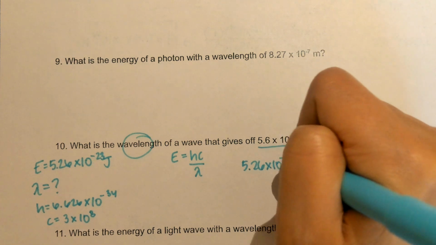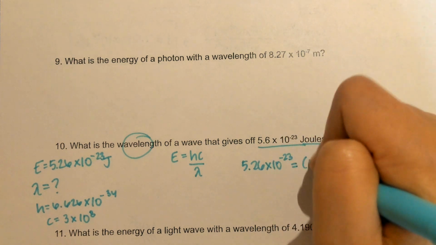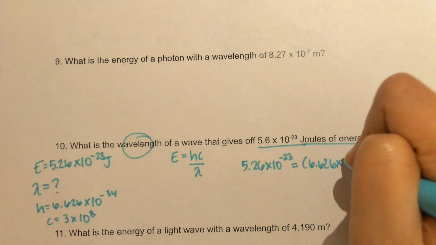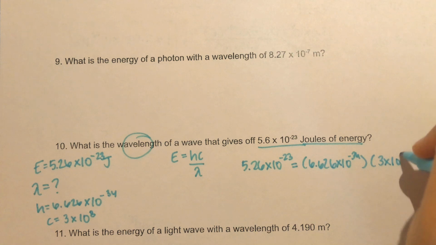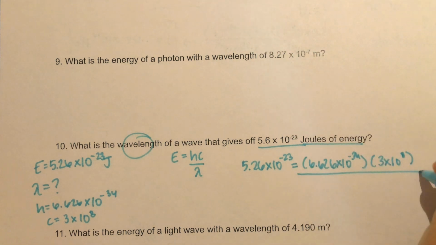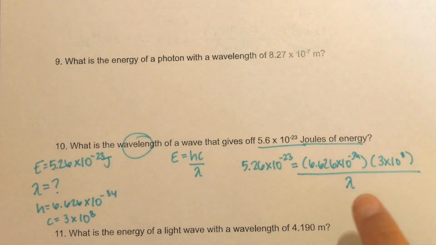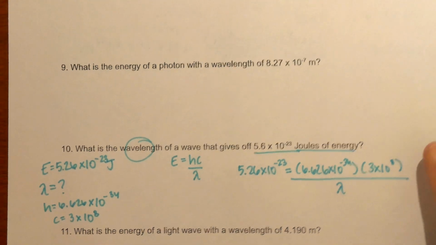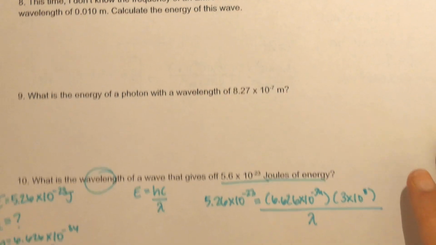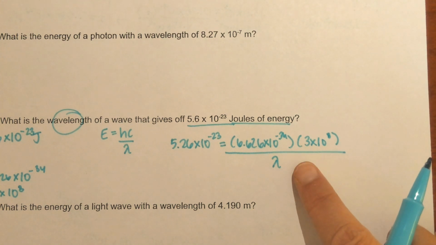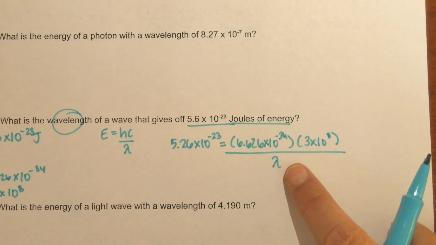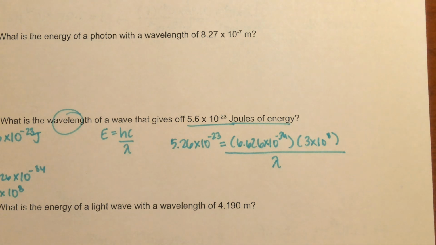5.26 times 10 to the power negative 23 equals my H, my C, then my Y, or my wavelength, that is my unknown. This is my X. Alright, so this is where it probably gets a little tricky because my unknown is in the denominator, and if you know your algebra, you cross multiply and divide.